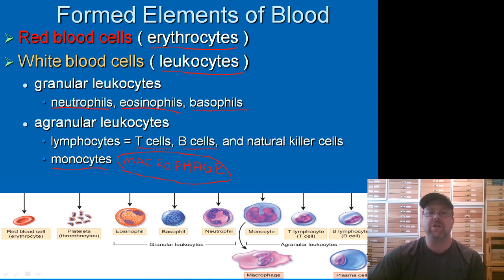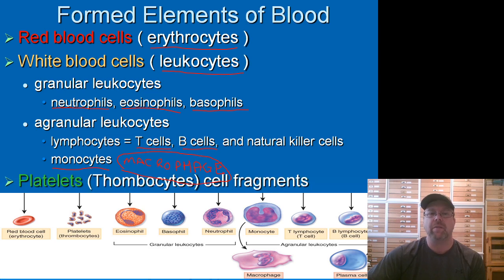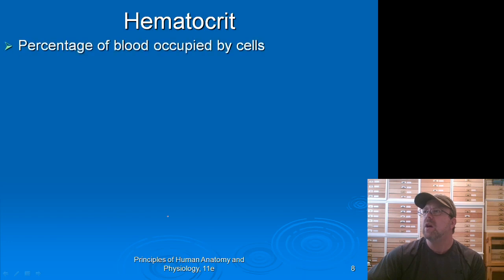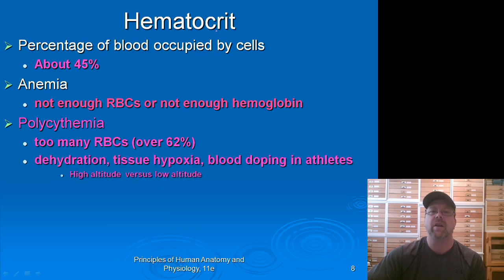So if you look, this is just a diagram down below where it shows us our red blood cells, erythrocytes, the platelets, which are next here. Platelets are called thrombocytes. And then we have our 6 different types of white blood cells or leukocytes. Okay, pretty cool. So all of the blood cells put together are called hematocrit.